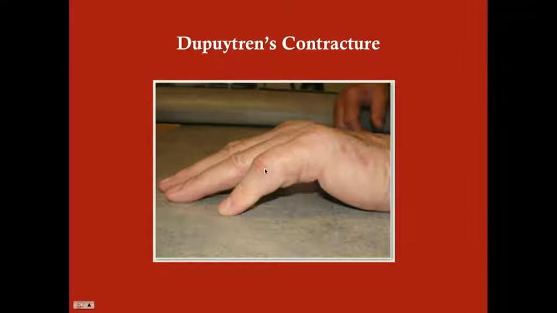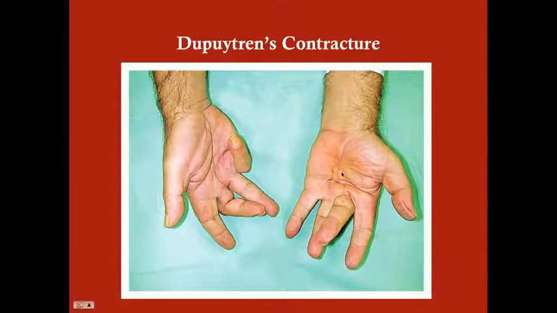So here's another one. This guy's trying to lay his hands flat on the table, but he can't because he's got fibrosis in his palmar fascia. Here's another one. Here, again, you can see maybe some nodules, maybe one here, maybe one here, definitely some pits here, and it's just pulling his hands into a flexed position, and the treatment is surgery.